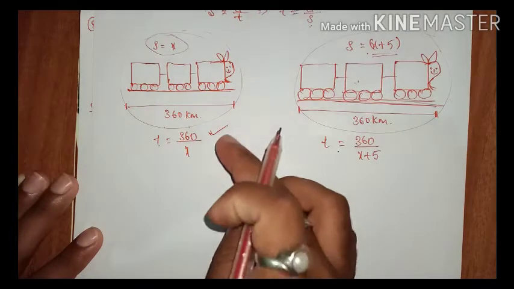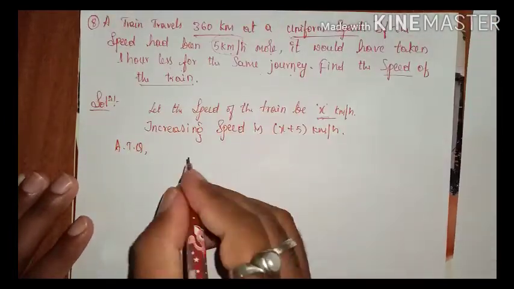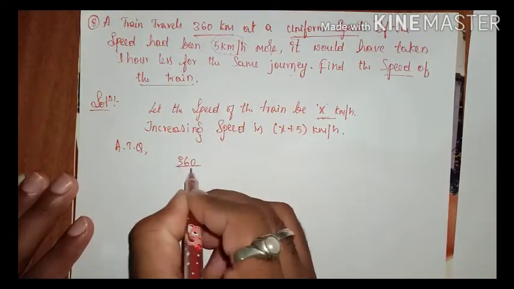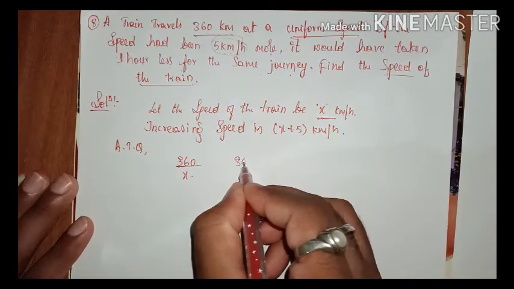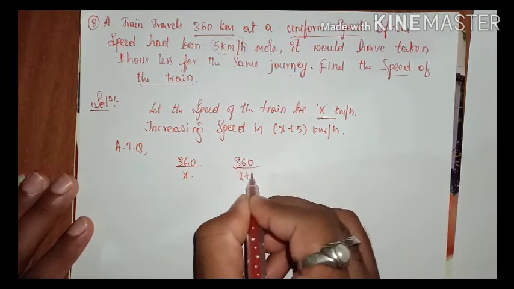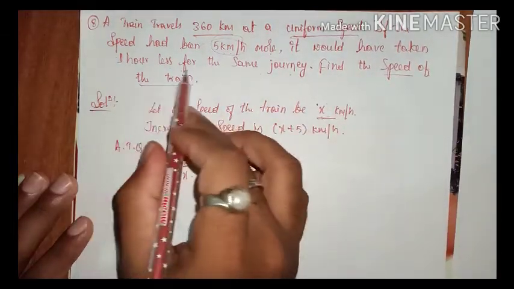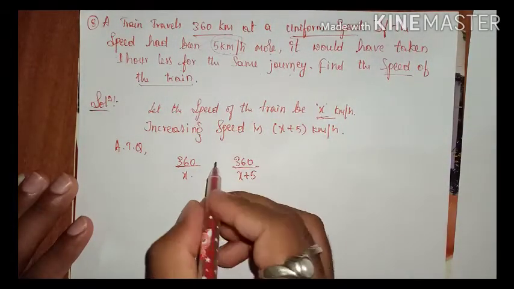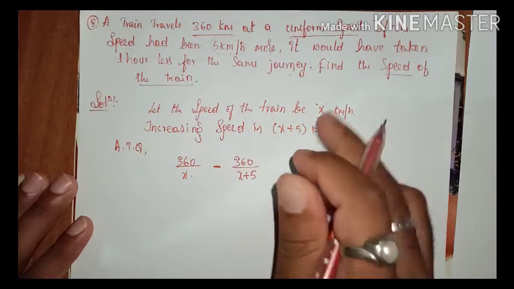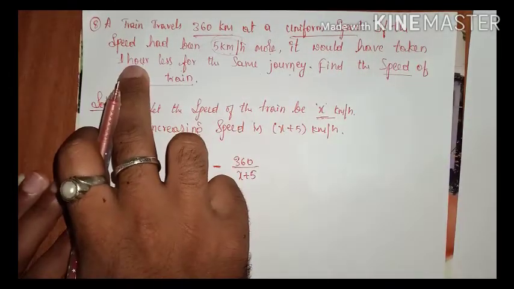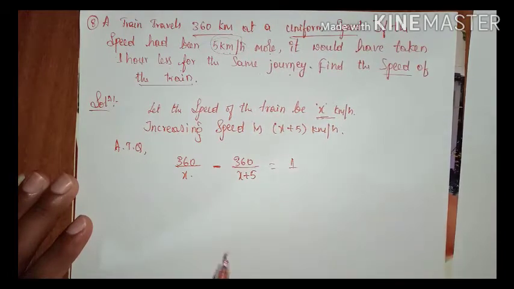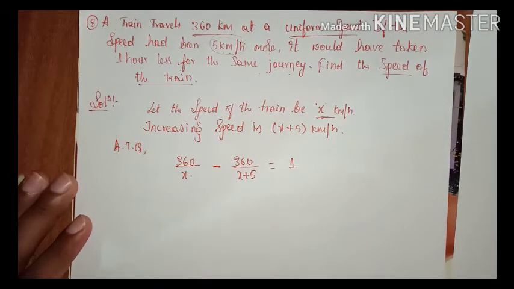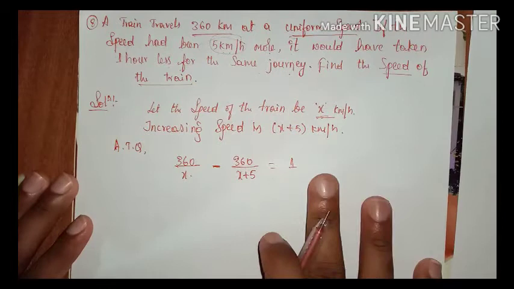So now that's why I supposed to take the time of the first train, that is 360 by x, 360 divided by x, and the second train it is 360 divided by x plus 5. So the time difference, as I told you, difference means it is nothing but minus. The time difference is how much? 1 hour. 1 hour less, so it is 1 hour. Okay, so now we got the equation till here.